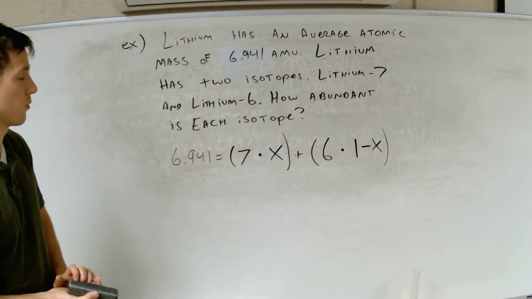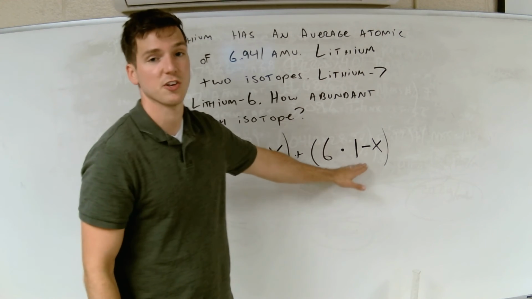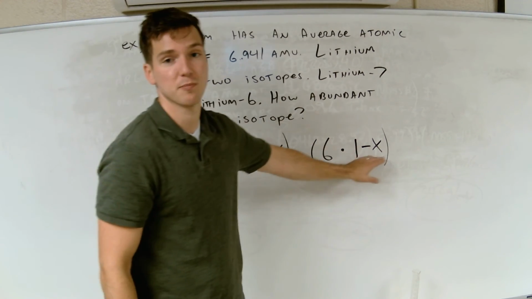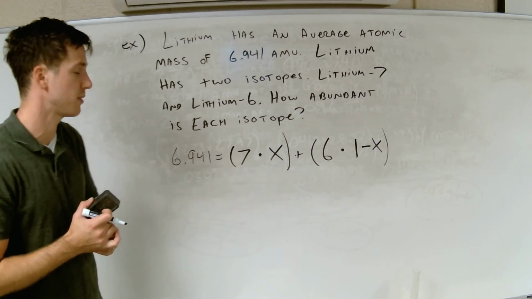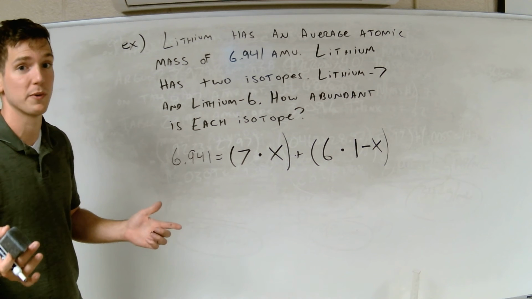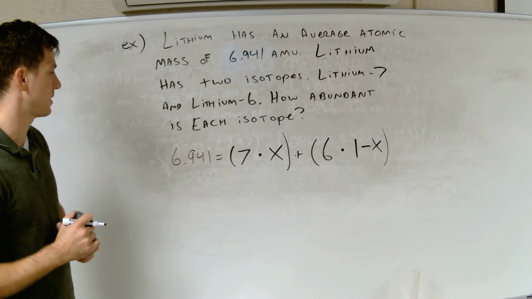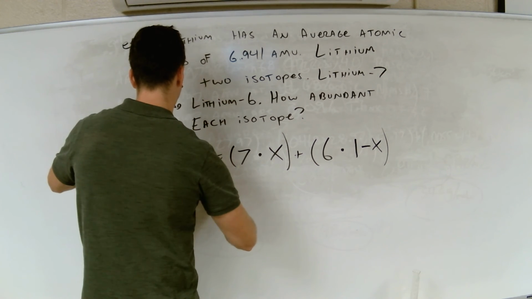Okay, so remember it's out of 100%. So if this was 50%, this would have to be 100 minus 50%. If this was 20%, it'd have to be 100 minus 20%, which is 80%. Okay, so that's the expression we're setting up for the situation. And then what we could do is solve for x, and then that'll give us the other isotope in the end. Okay, so let's go ahead and simplify as much as we can.